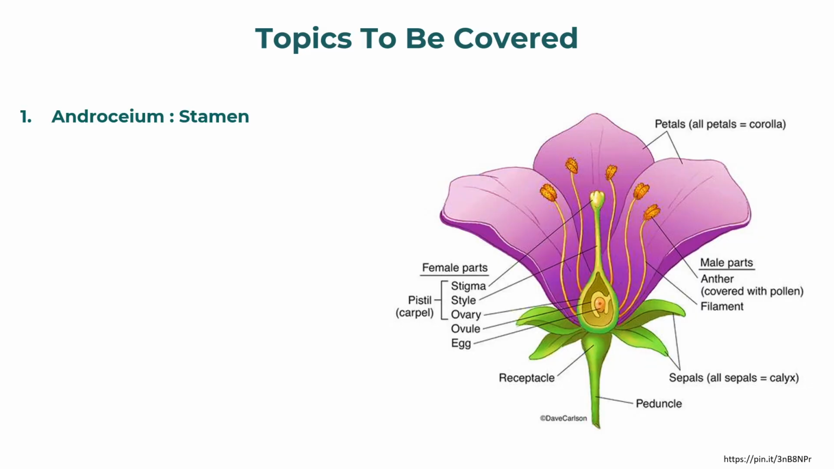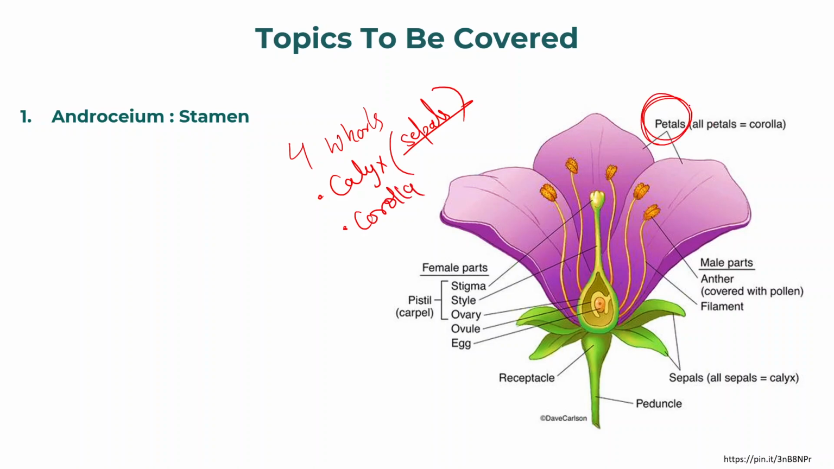So, in this video, we are going to cover the topic stamen in a very detailed manner. We discussed that a flower has four whorls: the calyx, the sepals, the corolla, or the petals, and then the gynoecium, the female part, and the androecium. In this video, we are just going to discuss the anther and filament part.